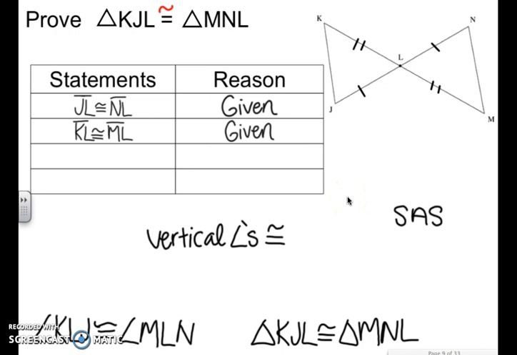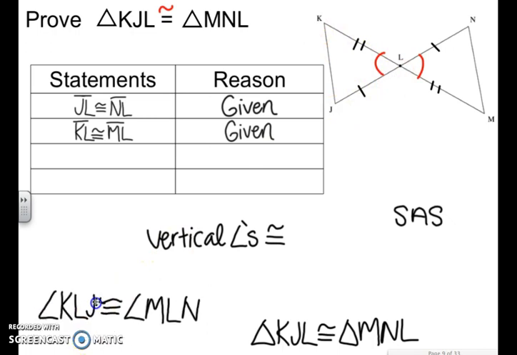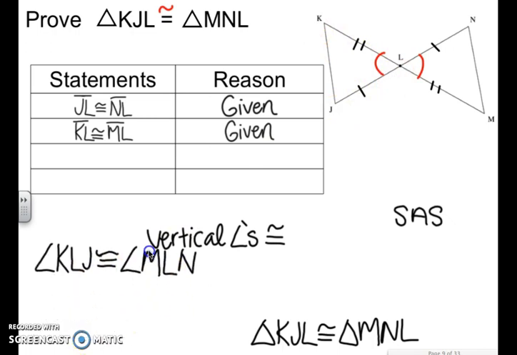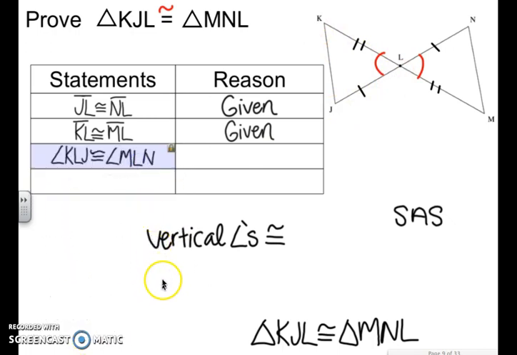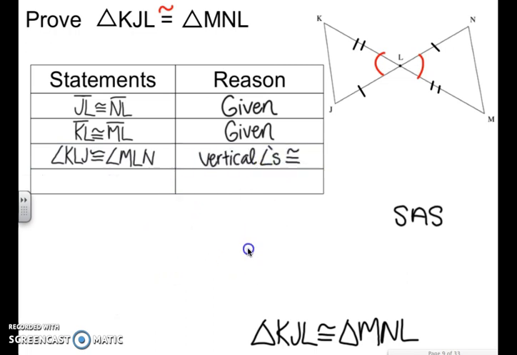So now we know that we can make some angle marks, okay? I know that those angles are congruent because they're vertical, okay? So that would be KLJ is congruent to MLN. So that's going to go on the left side of the column. The reason I can mark them are because vertical angles are congruent.